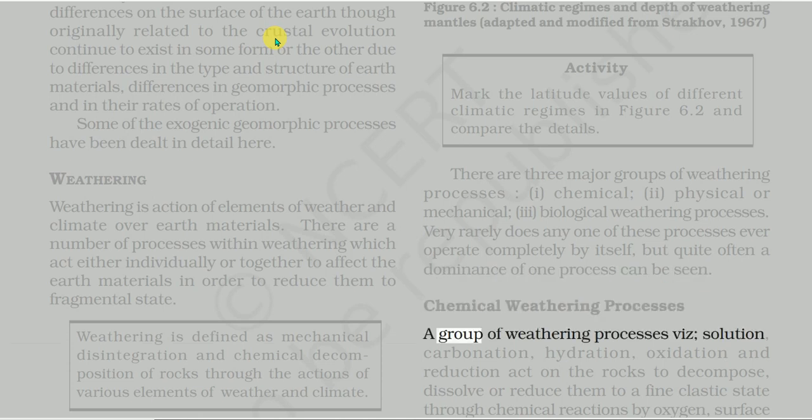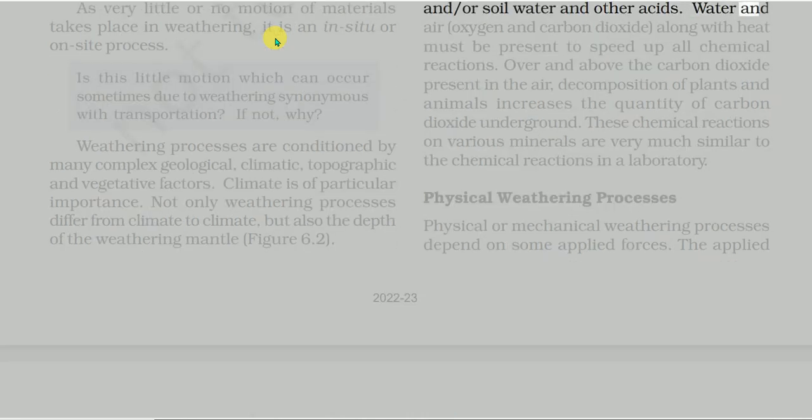A group of weathering processes with solution, carbonation, hydration, oxidation and reduction act on the rocks to decompose, dissolve or reduce them to a fine clastic state through chemical reactions by oxygen, surface and or soil water and other acids. Water and air, oxygen and carbon dioxide, along with heat must be present to speed up all chemical reactions. Over and above the carbon dioxide present in the air, decomposition of plants and animals increases the quantity of carbon dioxide underground. These chemical reactions on various minerals are very much similar to the chemical reactions in a laboratory.